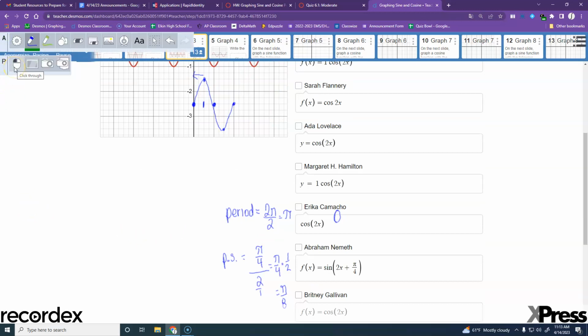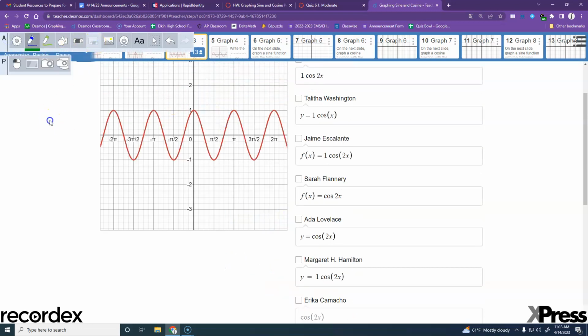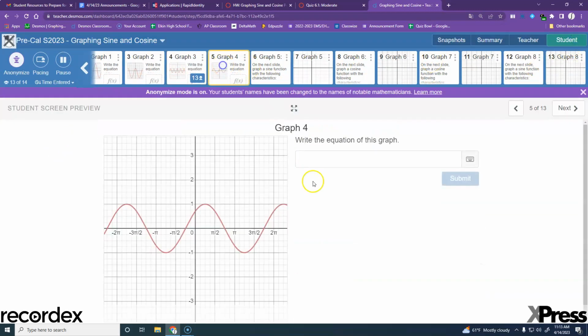So we will look at one where we're shifting with a period change in a second to get a little bit more clear on that. All right. Let me get rid of that scribble and go back over here. Student view. All right. Here's your next one.